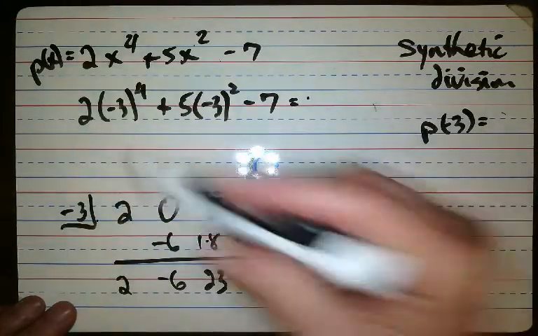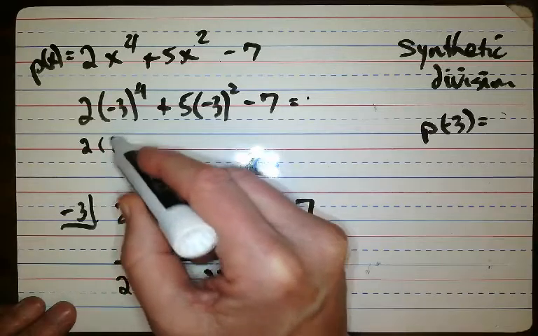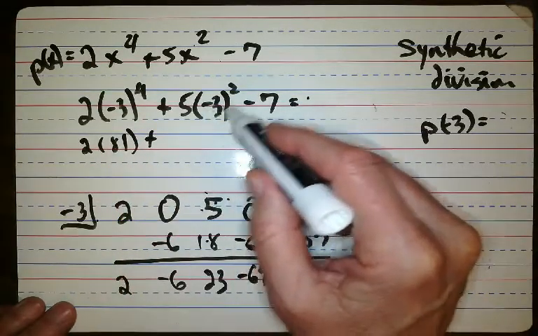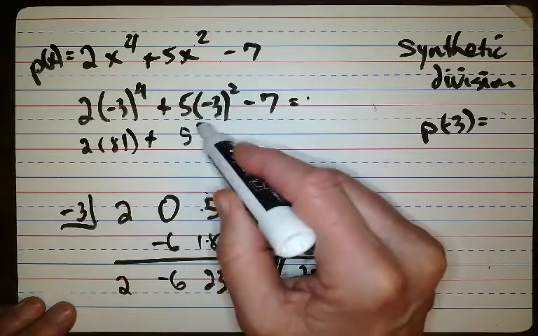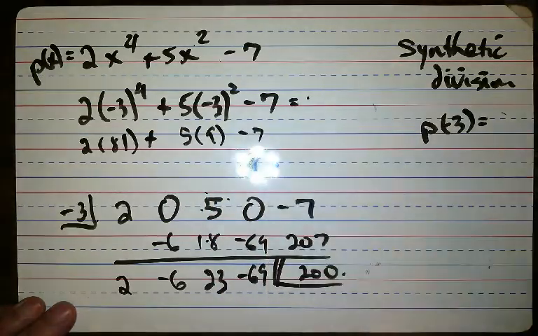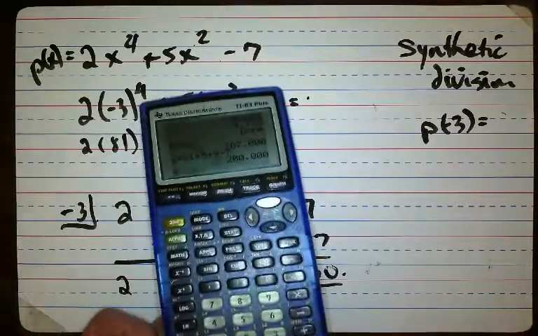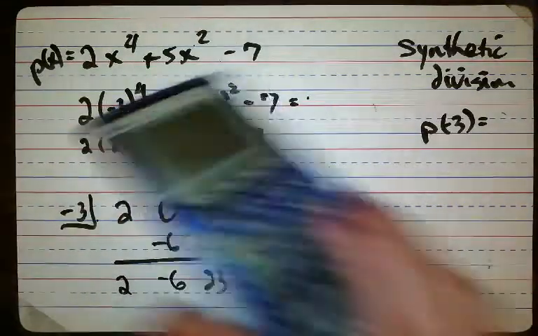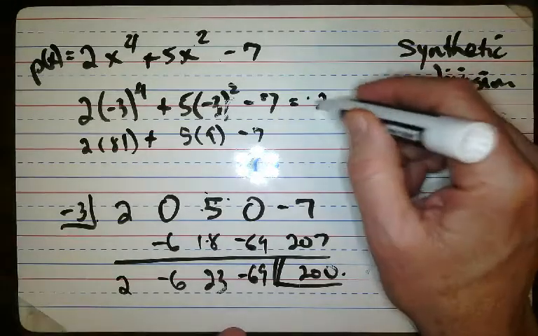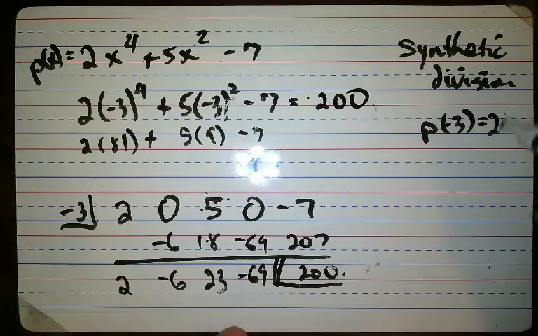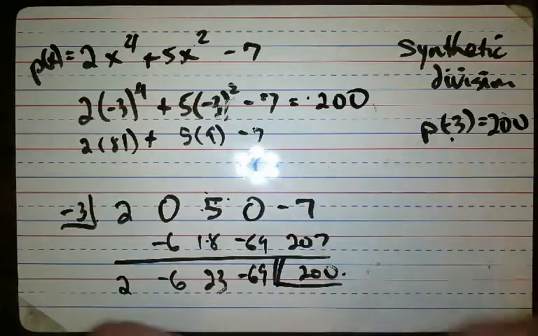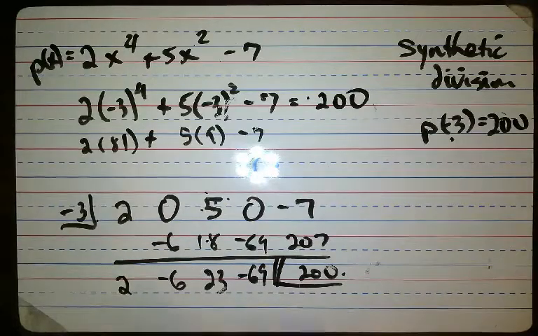3 to the 4th is 81, so 2 times 81 plus 3 to the 2nd is 9, 5 times 9 minus 7. So let's try that. 2 times 81 plus 5 times 9 minus 7. Hoo-wee! Can you see that? 200. Yes! Ta-da! Same thing. Same thing. Alright? All we have to do to find a value is just plug the value in. Alright?